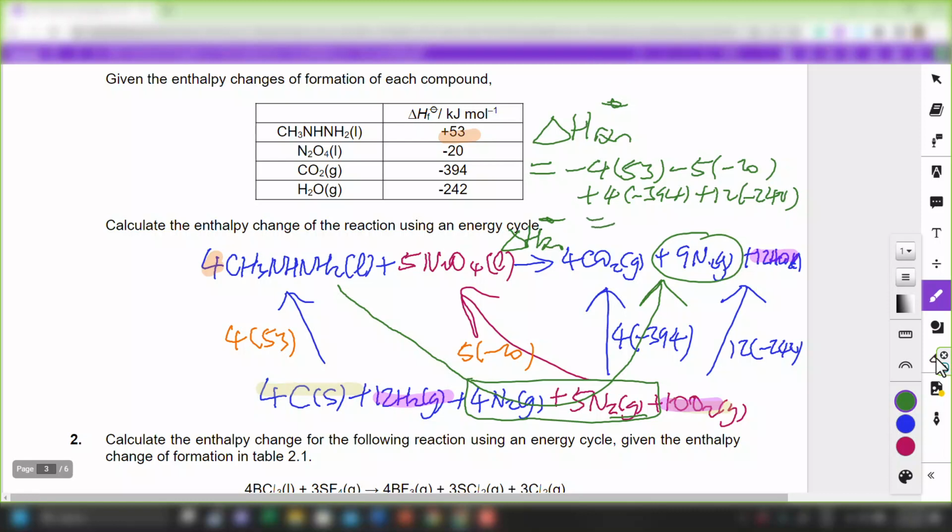Then I'm going to punch the calculator. I should be able to get minus 4592 kilojoules per mole. So that will be the final answer for this particular question.